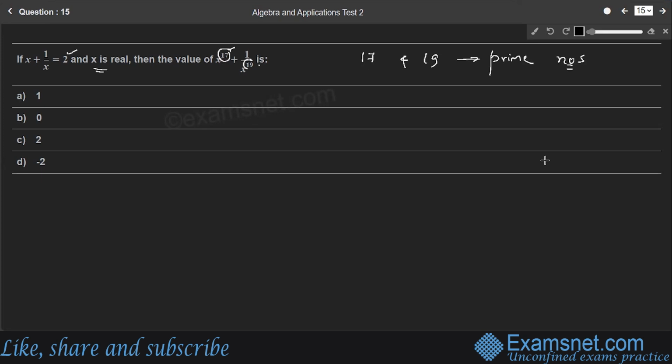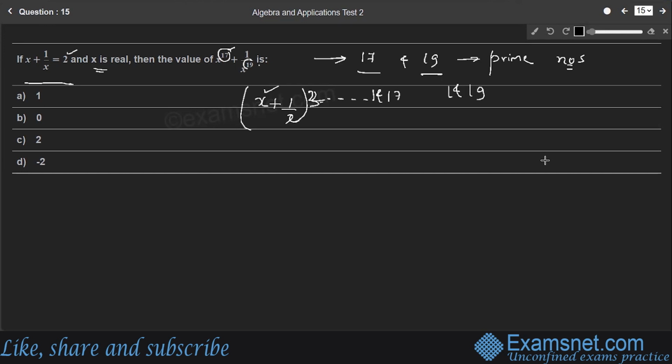Prime numbers, because if you consider the given equation x plus 1 by x is equal to 2, if you cube the equation or if you start raising the power, right? So by considering x plus 1 by x square or its cube, or if you continue raising its power, you won't get the power of x as 17 and 19. Because these two are prime numbers, that means they have their factors as 1 and the number itself, 1 and 17 and 1 and 19.